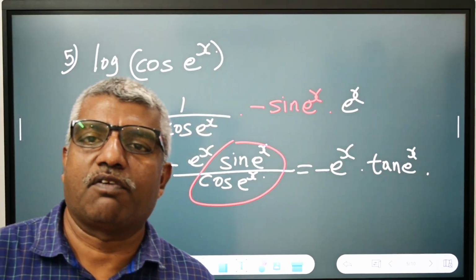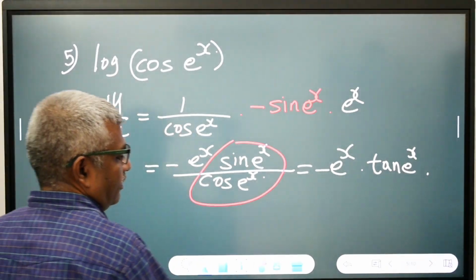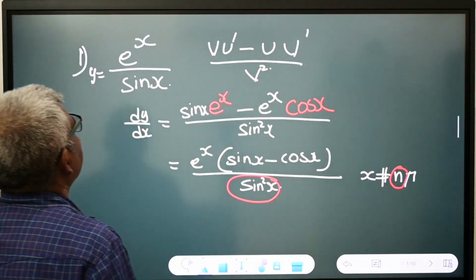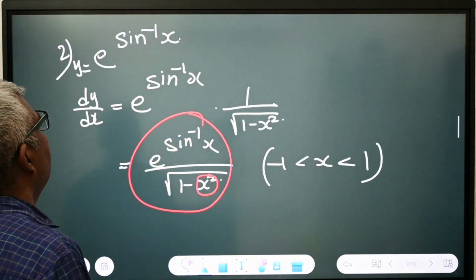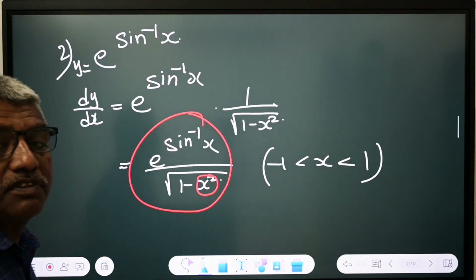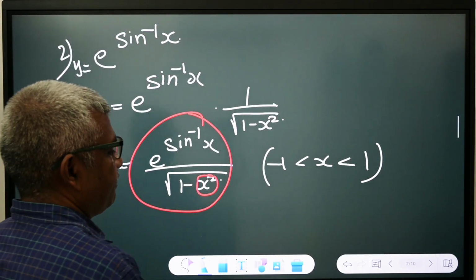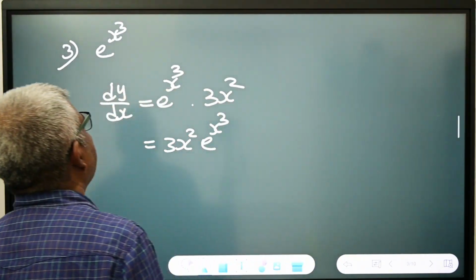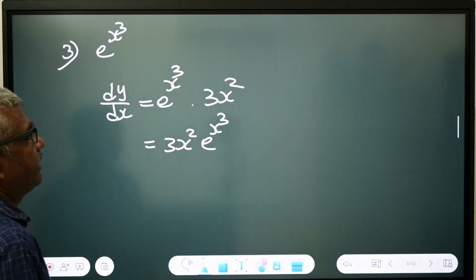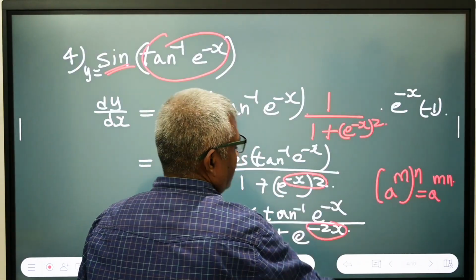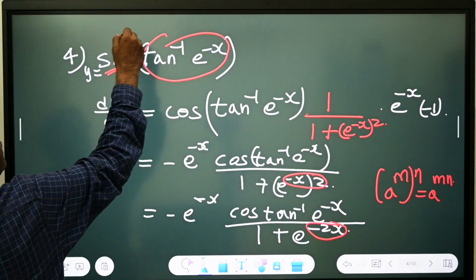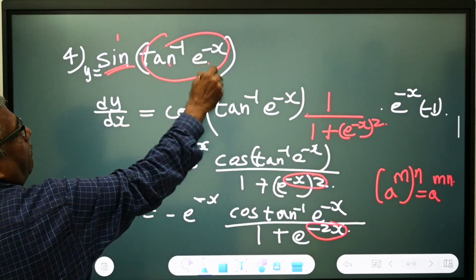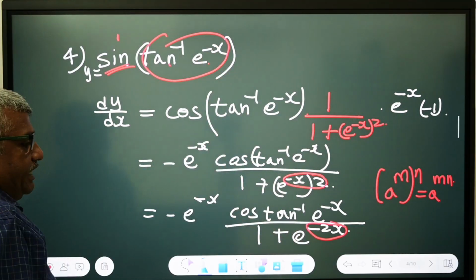Copy down. Thank you for watching my videos. All are simple questions. First, e power x over sin x: the u by v method. Second, e power sin inverse x: we keep e power sin inverse x, then sin inverse x we have to differentiate. Third, e power x cube, then x cube we have to differentiate. Fourth, sin tan inverse e power minus x: here four differentiations happen. One is sin x, second tan inverse, third e power minus x, fourth is minus x.